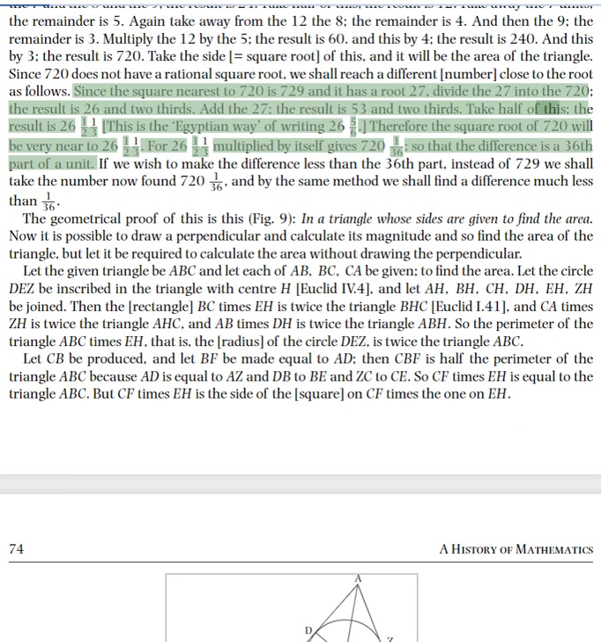Take half of this. The result is 26, 1/2, 1/3. Therefore the square root of 720 will be very near to 26, 1/2, 1/3. 26, 1/2, 1/3 multiplied by itself gives 720, 1/36, so that the difference is a 36th part of a unit.